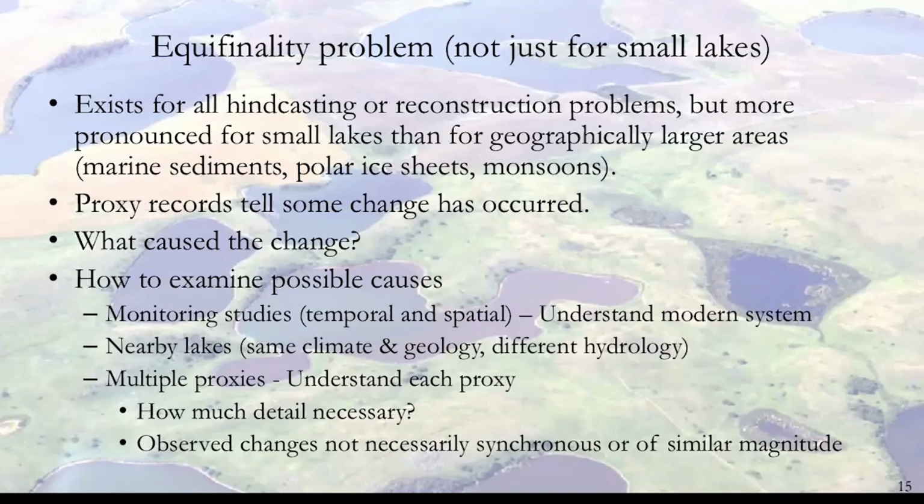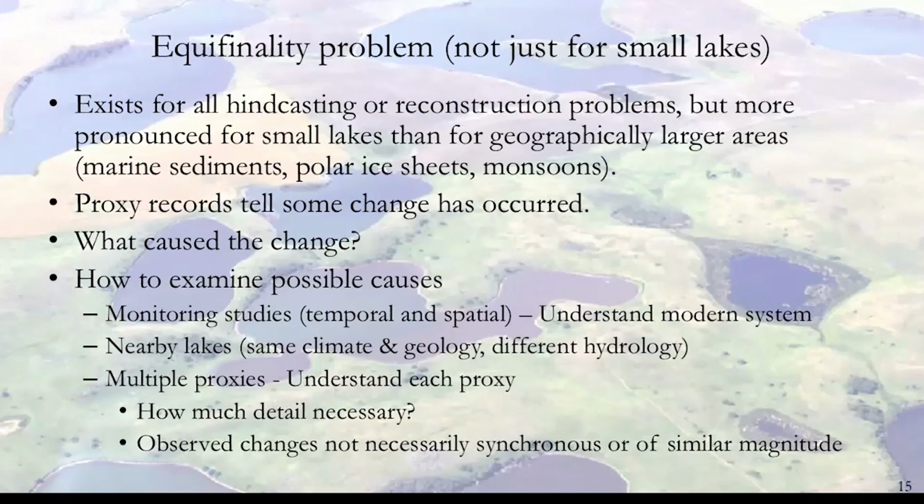So how do you examine possible causes? Okay, one of my favorites, if you can, is to come up with monitoring studies. Temporal is what I've done. Then there are training sets and analog studies, looking at spatial variations, so they're sort of substituting space for time. So try to understand the modern system as much as possible. In nearby lakes, you might look at a pair of lakes from the same climate and geology, but with different hydrology, to see how they might react differently, and then use multiple proxies.